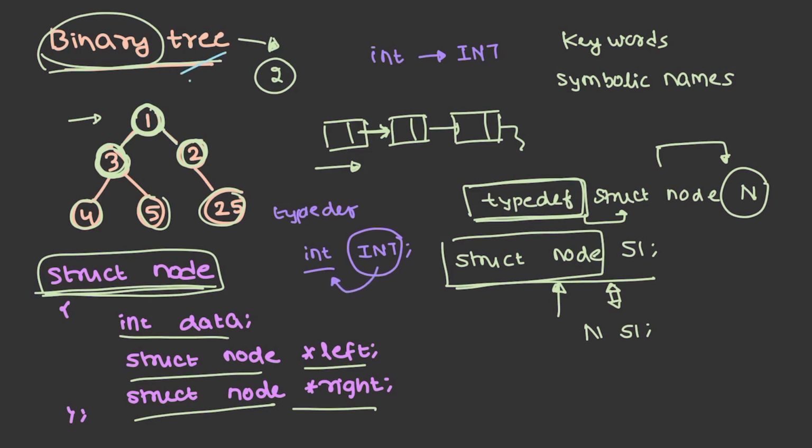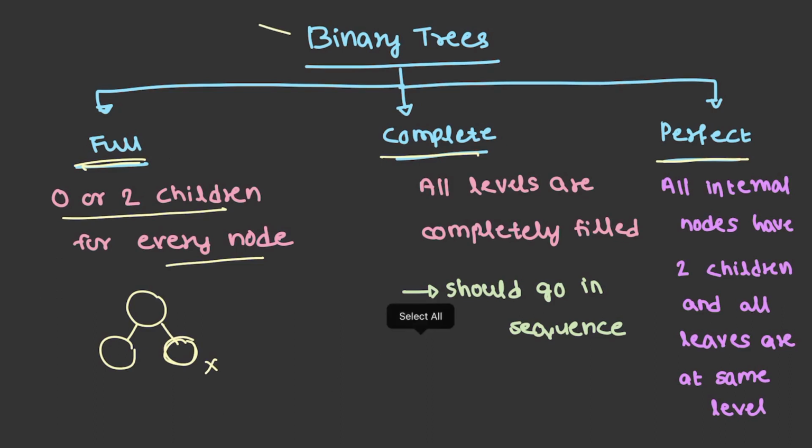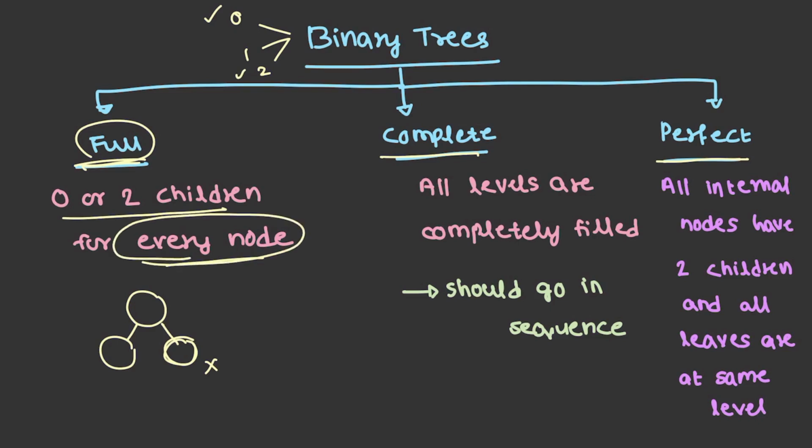Coming back to the topic of trees, we have different types of trees. They are full binary tree, complete binary tree and perfect binary tree. In the case of a full binary tree, every node has 0 to 2 children. This is the node and it should have 2 children or it should not have any children. So generally we have 3 possibilities in the case of a binary tree. We can have 0 children, 1 child, or 2 children for any node. But in the case of a full binary tree, we can have either 0 or 2 for all the nodes which are present in the tree.